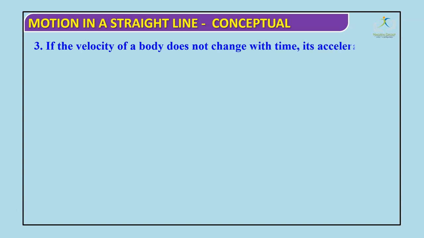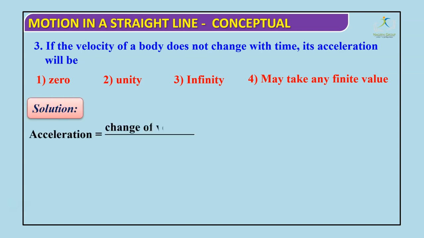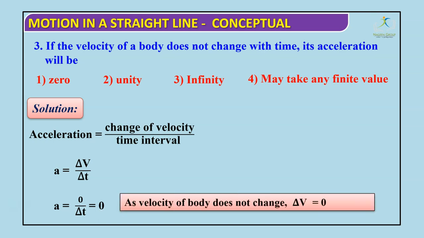If the velocity of the body does not change with time, its acceleration will be: 0, unity, infinity, or may take any finite value. Solution. Acceleration is equal to change in velocity divided by time interval, a is equal to delta v by t. So, as the velocity of the body does not change, delta v is equal to 0, so a is equal to 0. So, the correct option is option 1.